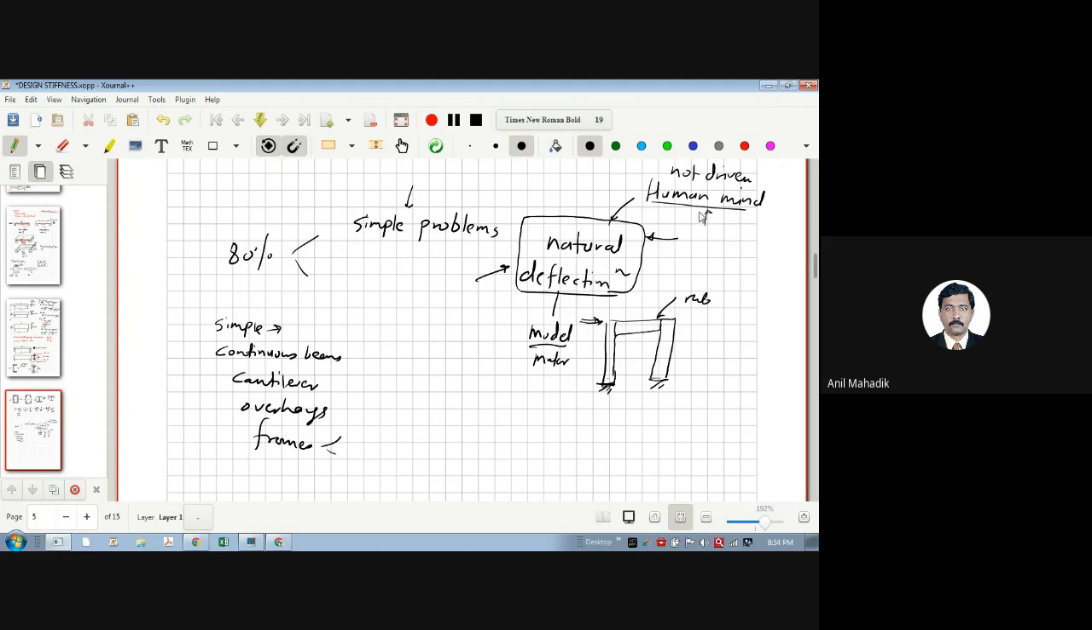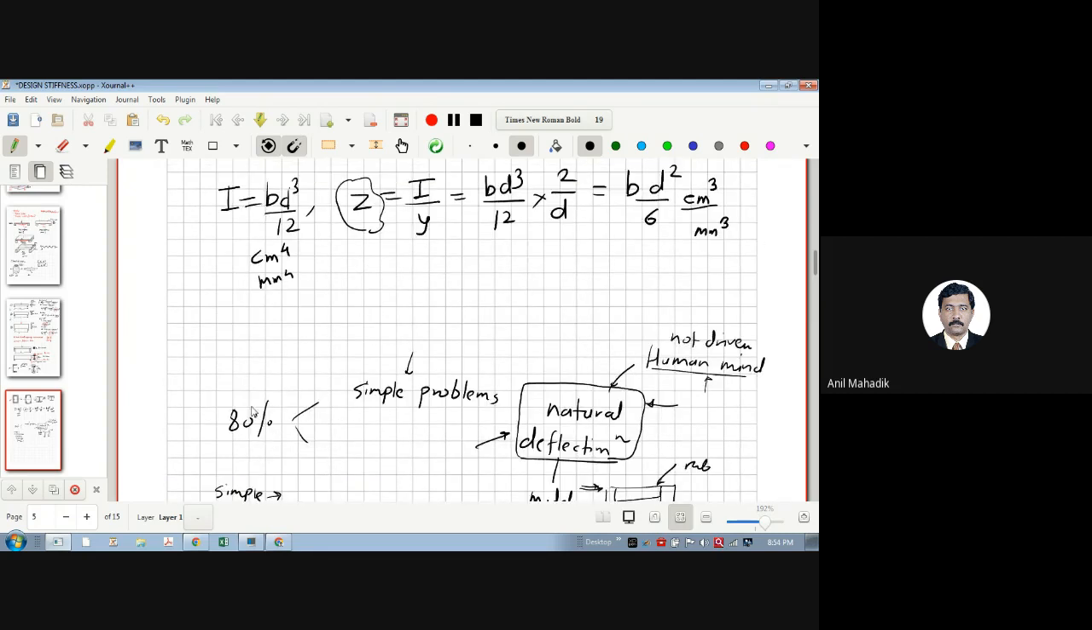So I would say don't get desperate or say I cannot imagine. No human mind can imagine this because it is a natural deflection and we cannot interfere in that. But yes, once you understand this, let me see whether I have that.